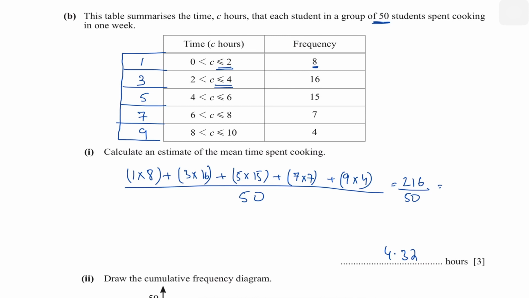That means if I want the number of students who spent 4 hours or less, that's going to be this 16 and this 8. So 16 plus 8 is equal to 24. So what we're doing is we're accumulating them. And then if I want the number of students who spent 6 hours or less, that's going to be 24 plus 15, which gives me 39. And then for 8 hours or less it is going to be 39 plus 7, which is 46. And then we'll have 50.